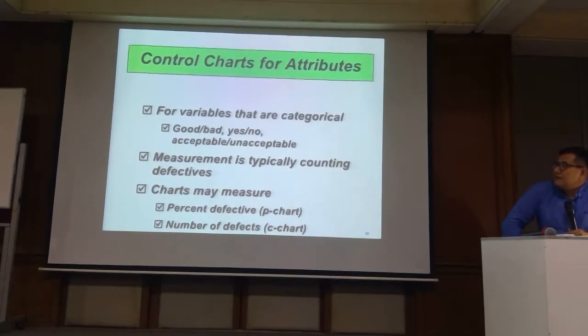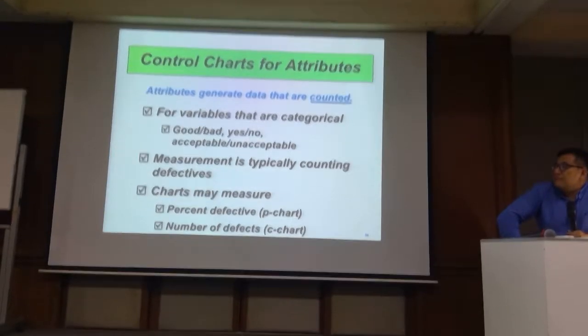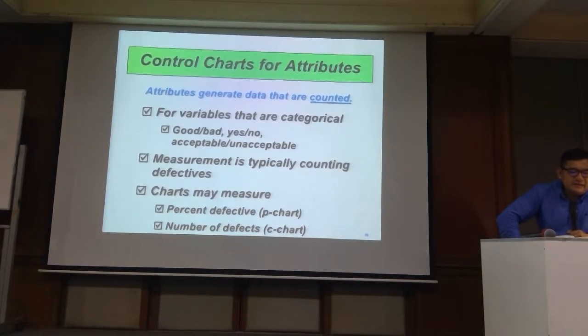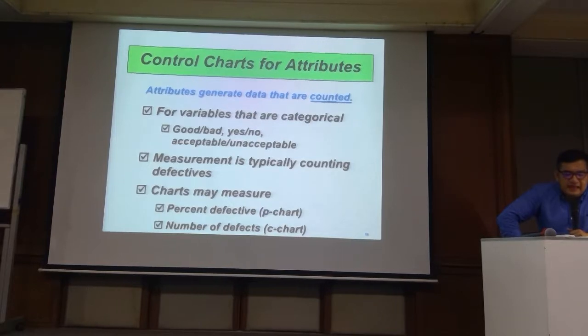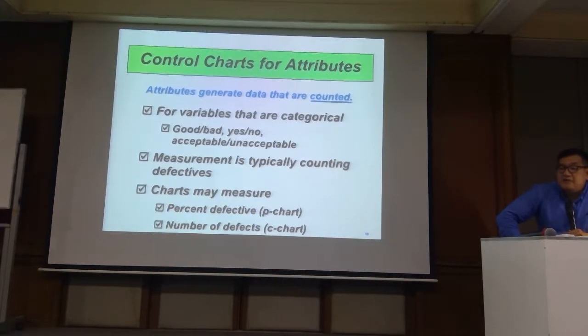Because attribute data is categorical data, right? Good or bad, defect or no defect. Or we can say it's data that can be counted. We have two charts to measure this attribute data. We have the P chart and the C chart. The problem is that sometimes you confuse the P chart and the C chart.